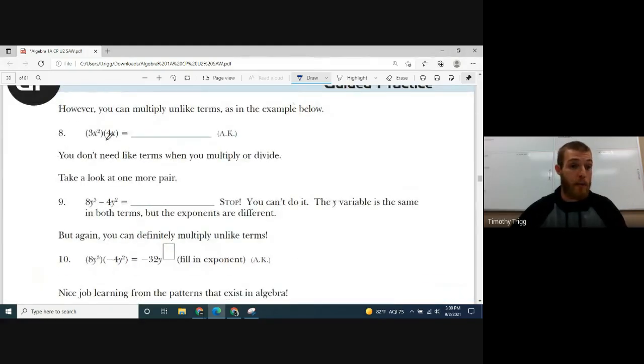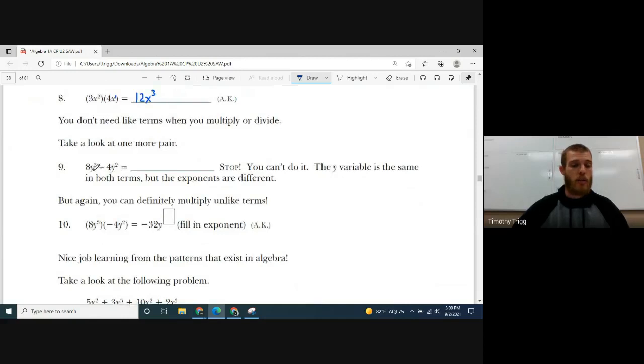Can we multiply them together? Yes, of course. Multiplying is not picky. So 3 times 4 is 12. And then x squared times another x, well, that's x to the 3rd. Again, we add the powers when multiplying.